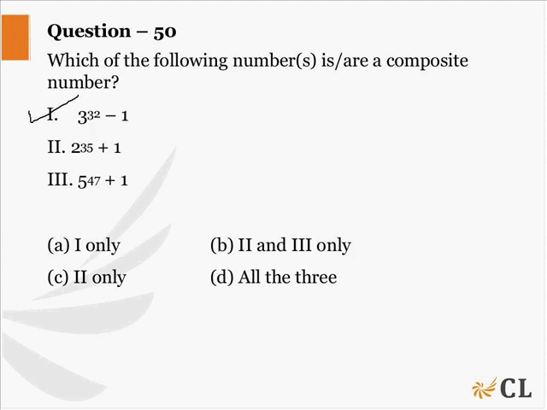Second, 2 to the power 35 plus 1. This becomes an odd number. Now you have a doubt. An odd number can be composite, can be prime. So how will we find whether it's a composite number or not? Any answer for this? The second number is a multiple of which number? And tell me by logic, not by the answer key. You must have solved this question.